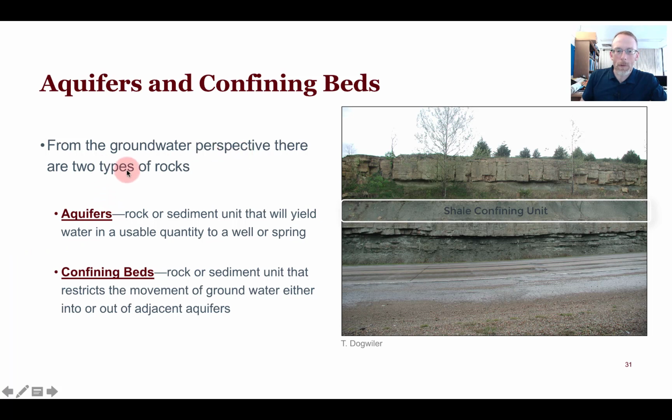From the groundwater perspective, there are only two types of rocks. So maybe you took an intro geology class or somewhere had to learn some rocks and minerals. You probably learned a lot of different rocks and minerals like granite, limestone, sandstone, shale, basalt, all these different types in a classification. That's a classification based on their mineralogic composition and some of the broader geologic processes that form the rock. But if we want to classify rocks based only in terms of aquifers, we'd only have two types of rocks. All rocks are either aquifers or confining beds.